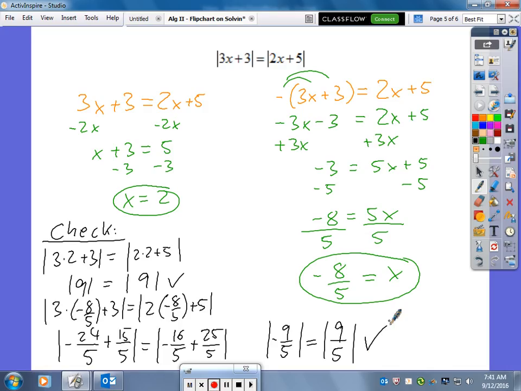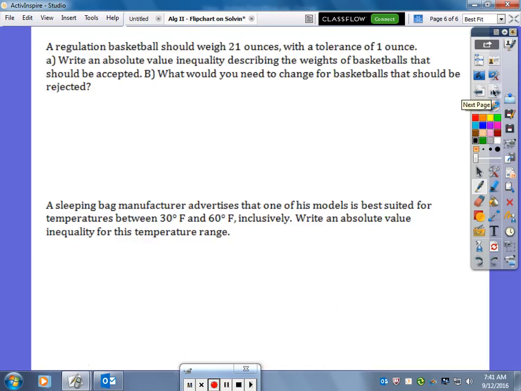All right, let's move to some word problems. Yay, word problems. All right, a regulation basketball should weigh 21 ounces with a tolerance of 1 ounce. In other words, it can be 1 ounce less or 1 ounce more. Write an absolute value inequality describing the weights of basketballs that should be accepted.